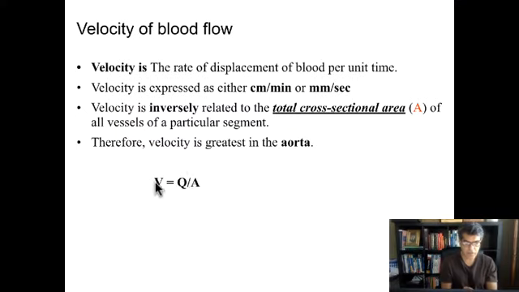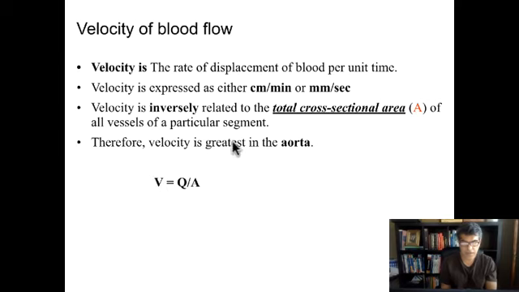The second player for velocity would be blood flow itself. If you open a faucet that's attached to a hose, more water is going to come inside the hose. That means water is going to go faster. So the amount of water that comes inside the hose is going to determine how fast this water is going to flow. In the same token, if you put lots of blood inside the arterial system, blood is going to go faster also. So Q, or blood flow, if it goes up, the speed is going to go up. If the cross-sectional area goes up, velocity is going to go down.